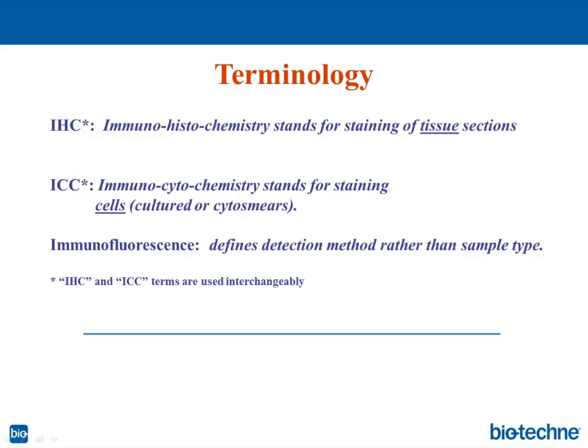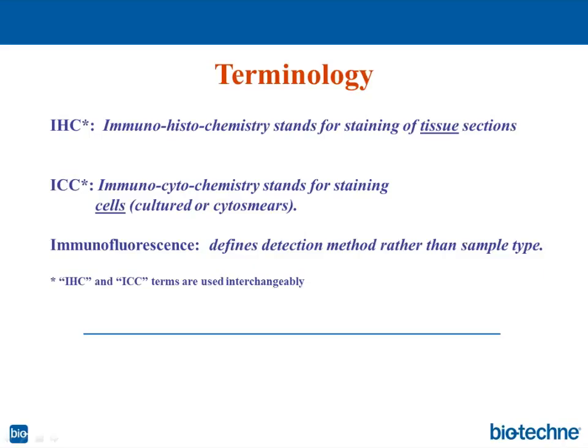Another interesting word, a buzzword we can call it, is immunofluorescence, and this defines the detection method rather than the sample type. So immunofluorescence can be done on tissue sections or on cells, and that's why it's applicable to both types of material.